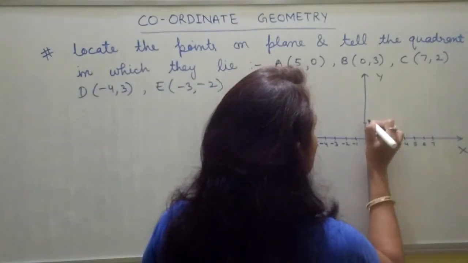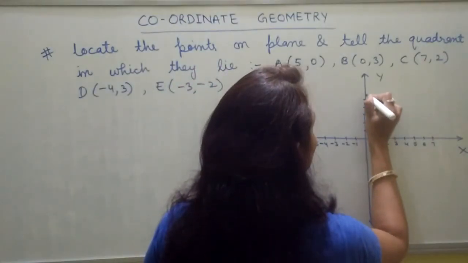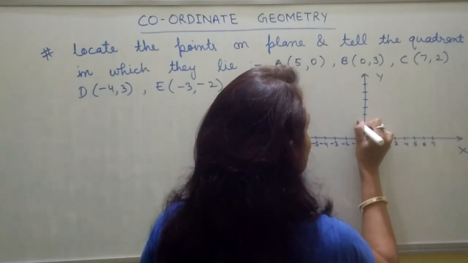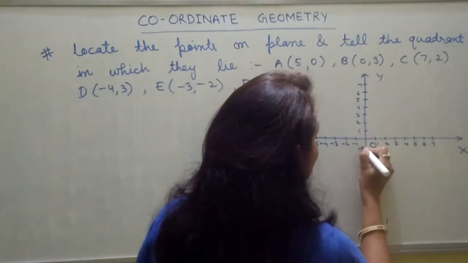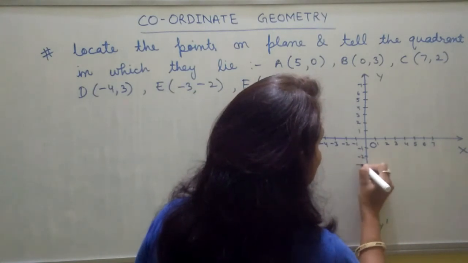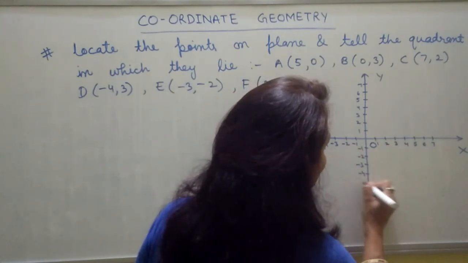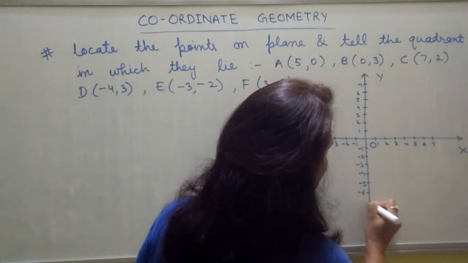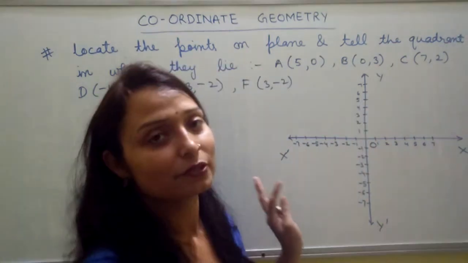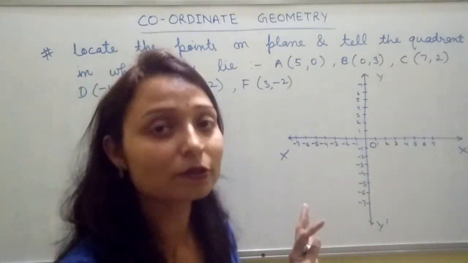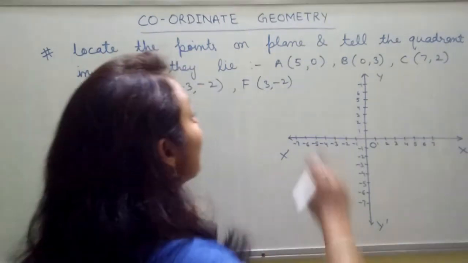Here 1, 2, 3, 4, 5, 6 and 7, and here minus 1, minus 2, minus 3, minus 4, minus 5, minus 6 and minus 7. Now I have marked the axes up to 7, so that there should not be any worry about locating the points. Now come to the points.